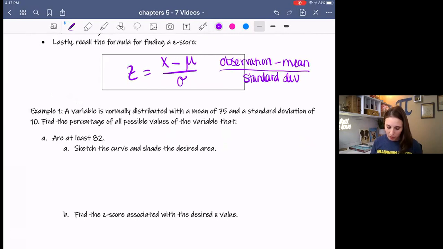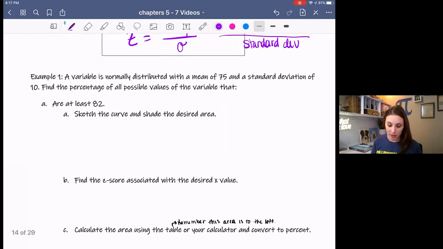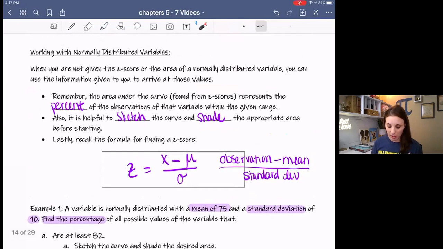So we have an example here. A variable is normally distributed with a mean of 75. I'm going to highlight that because that's important. And a standard deviation of 10. Find the percentage of all possible values of the variable that, in this case, are at least 82. So when it says find the percentage, that means you're actually finding the area under the curve.